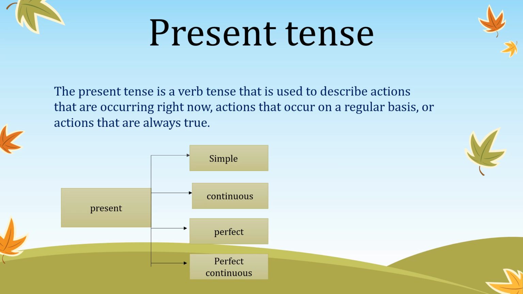Now, what is present tense? Present tense is used to describe actions that are occurring right now. It is further divided into four parts: present simple tense, present continuous tense, present perfect tense, and present perfect continuous tense. We will be discussing each of these types in detail.